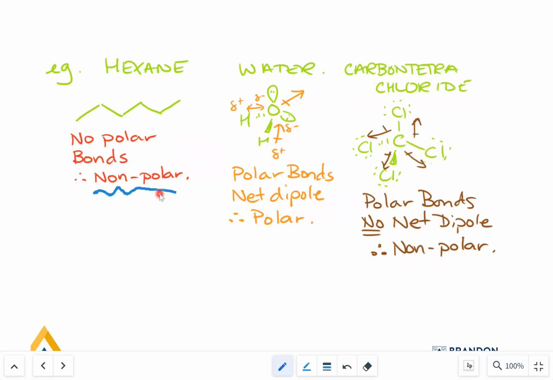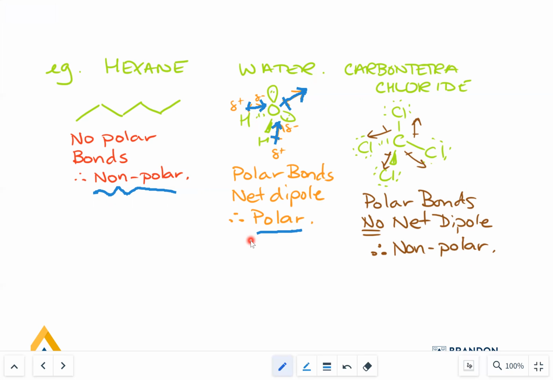Water. We've got lone pairs, which are basically an area of high electron density. We've got polarized oxygen-hydrogen bonds, so it's polarized in this direction. And overall, there's a net dipole for water, basically where I drew that first arrow. So it is a polar solvent.